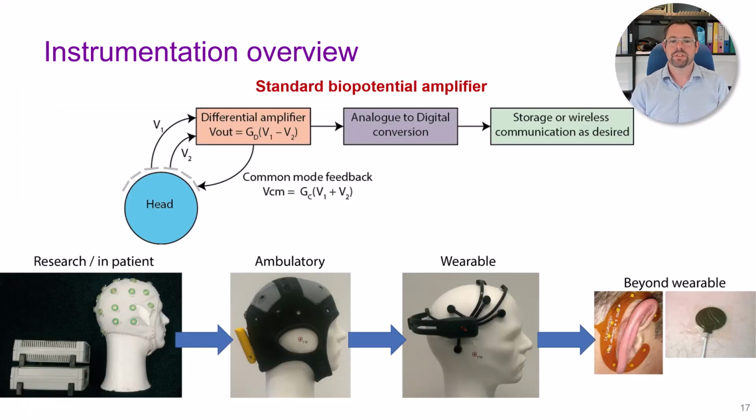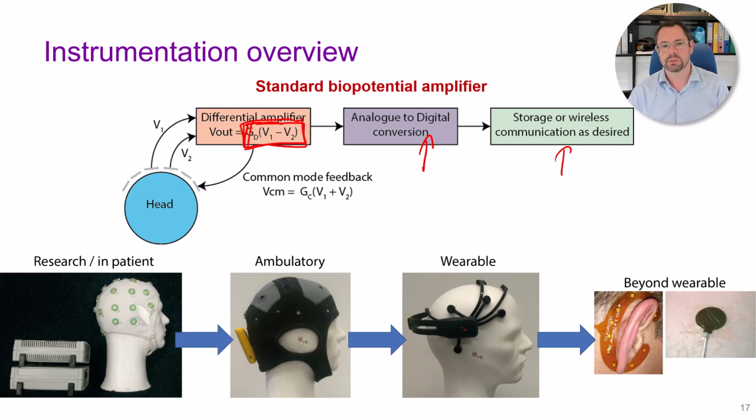Then, zooming in to the instrumentation, what we would use is what's called a biopotential amplifier. Fundamentally, this is a differential amplifier. It's going to take the difference between two electrodes and then amplify it. Then we've got some steps to make it into a digital signal that a computer can understand, and then we can wirelessly transmit it or save it or do whatever it is we want to do with it.